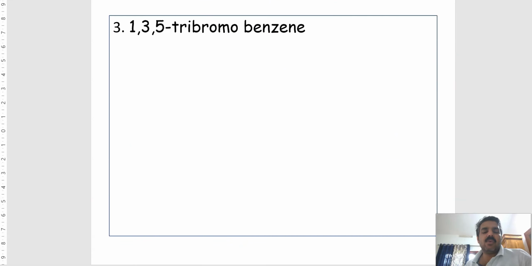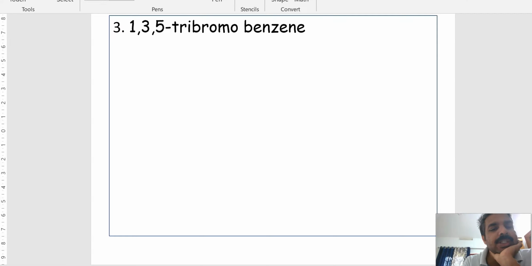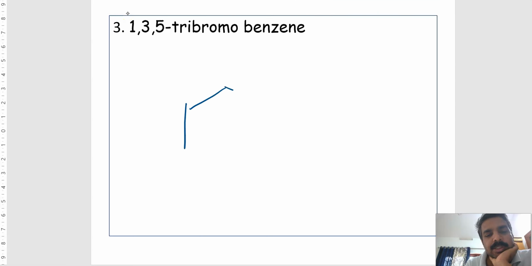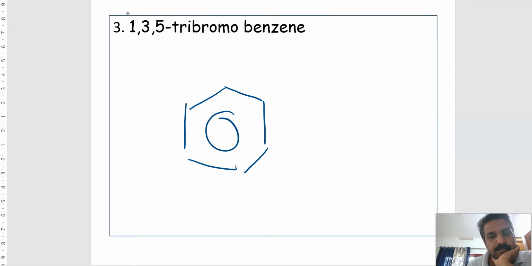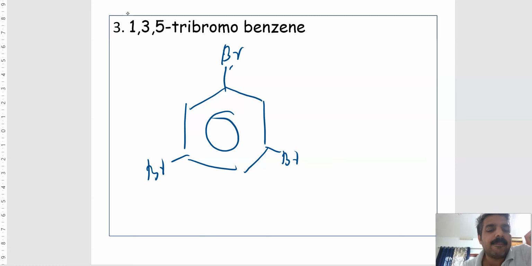And next is 1,3,5 tribromobenzene. First you draw the structure of the molecule. 1,3,5 tribromobenzene. Yes, the bromine is here. This is the 3 position. This is the 5th position. Okay, in this case, you can see the highest order rotation axis will be the C3 axis passing through the center and perpendicular to this plane. Okay, that is a C3 axis.